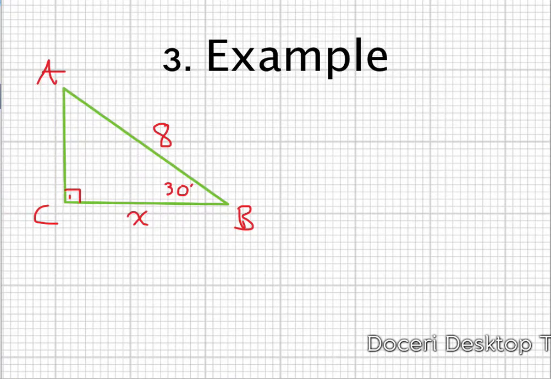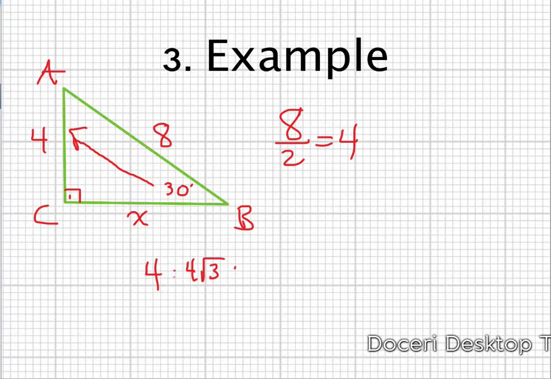ratio. Since my AB is 8, I know the side opposite 30 is going to be half of that. So 8 divided by 2, that's 4. So that means AC is 4. So that means my ratio would be 4 to 4 square root of 3 to 8, or 2 times 4. So the only one that I haven't found yet is 4 square root of 3. So that means x is 4 square root of 3.